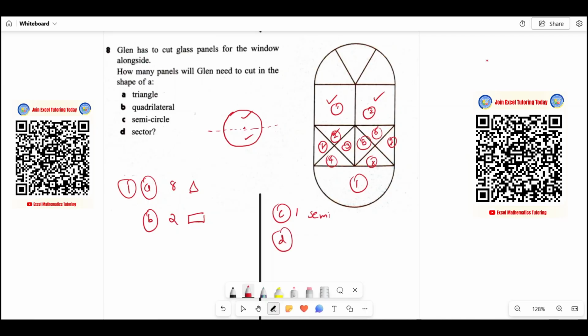And coming to D, how many sectors can you find? A sector of a circle is a region enclosed by two radii and an arc, which is a part of the circle. If we look at this, these are the two radii, and it contains two radii and an arc. So we name this a sector. How many sectors can you find? 1, 2, 3. So 3 sectors we can cut.